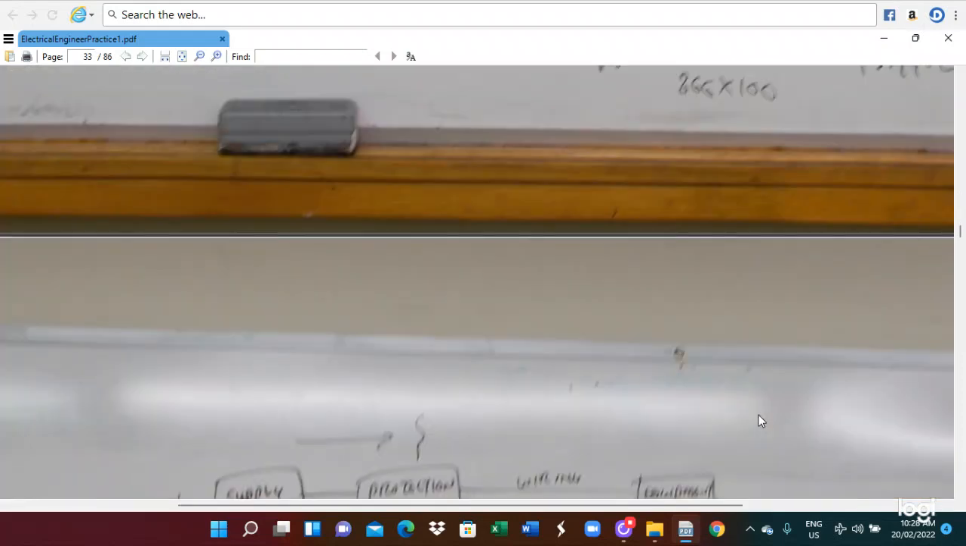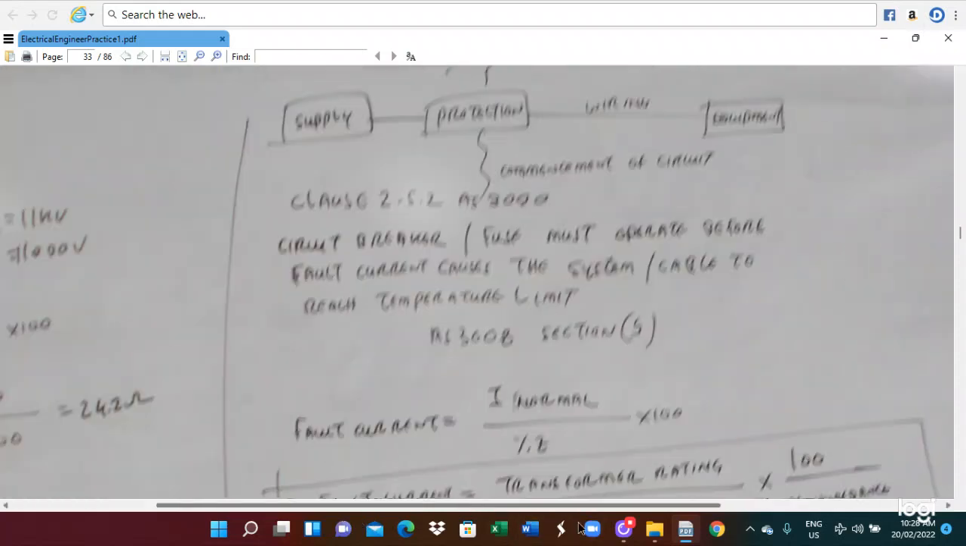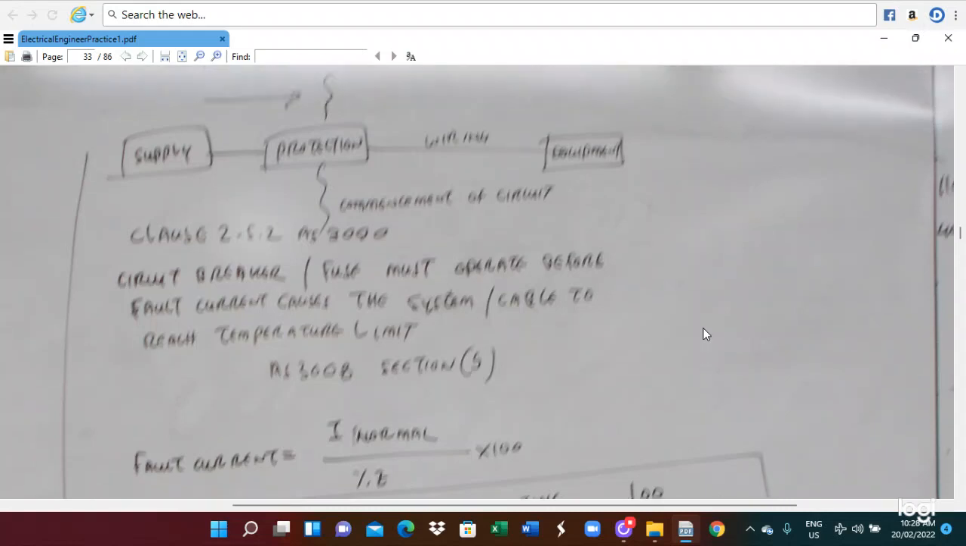So this is the way that we calculate for the primary and secondary: phase currents, line current, and also percentage impedance, phase short voltage, short circuit current, and then short circuit MVA, we can calculate that.